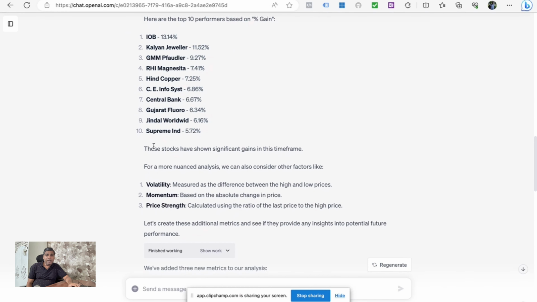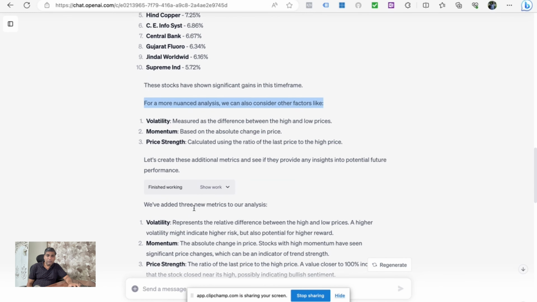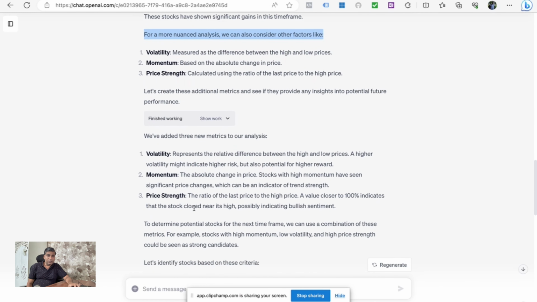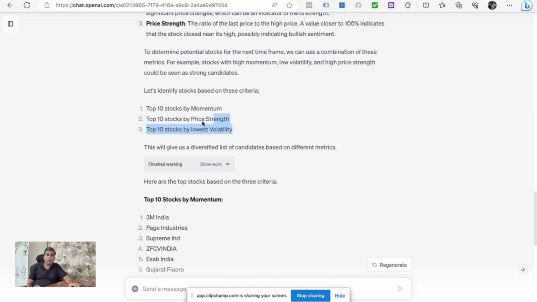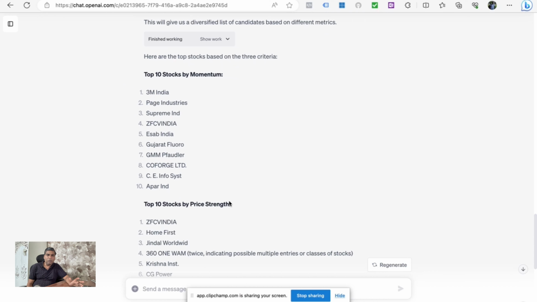And then it recommended that we should consider these factors as well: volatility, momentum, and price strength. Based on what I know about stock markets, I think it really did well, because these three are critical factors. I don't think you can do a proper, thorough analysis without considering these three factors. So it added them on its own. As you can see, I'm not giving any prompts. It just went ahead, added these three new metrics to our analysis, and then classified all these stocks in these three categories. I monitored them over a period of two trading sessions.